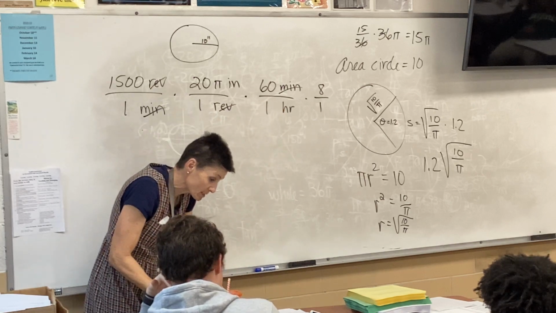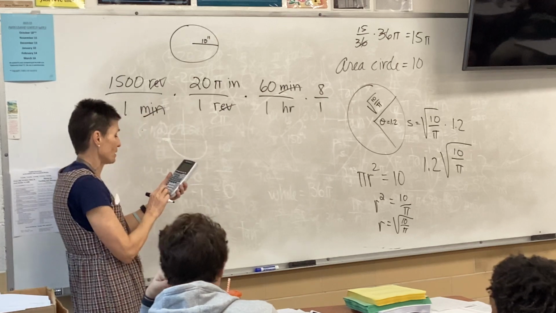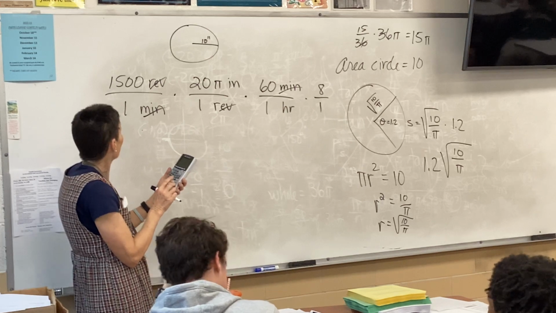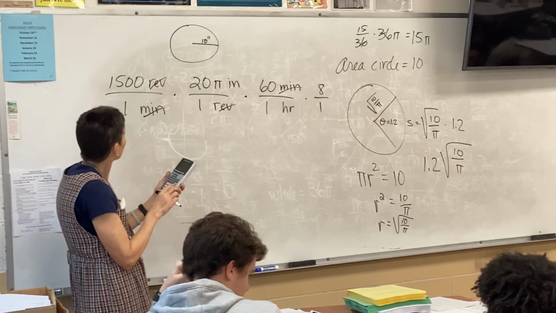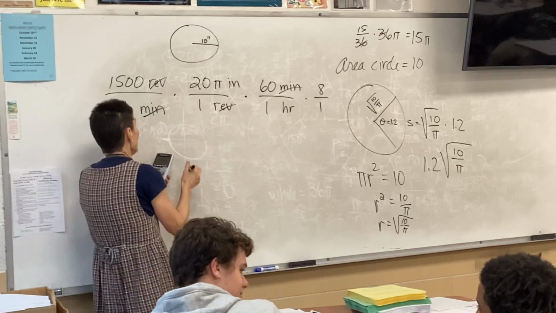And what did the question say? How far will it travel? I'm going to look at this number. I may want to change it. Probably 12. 45 times 1,500. It's still a lot of feet. Times 60 times 8. Okay.